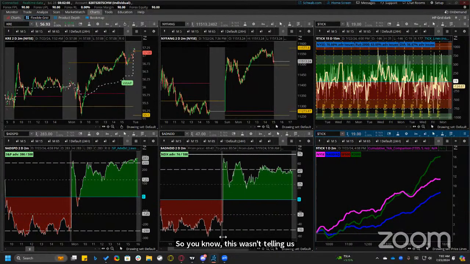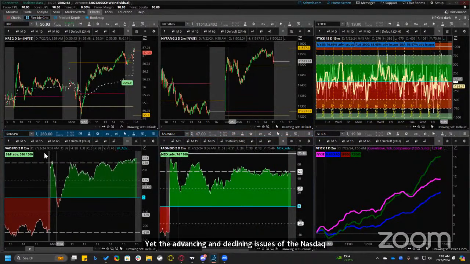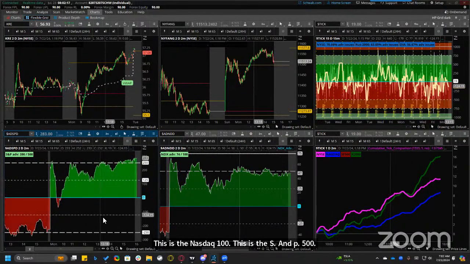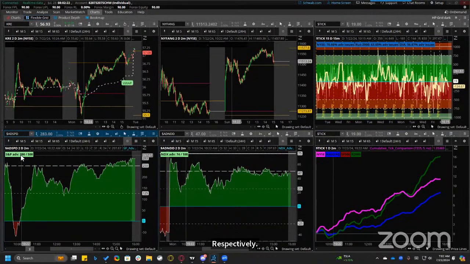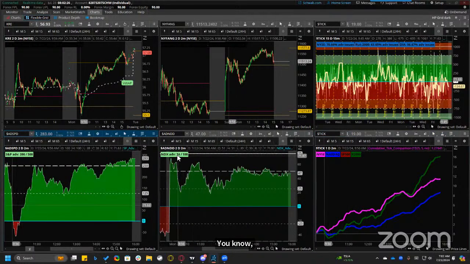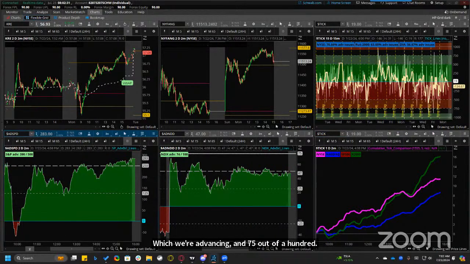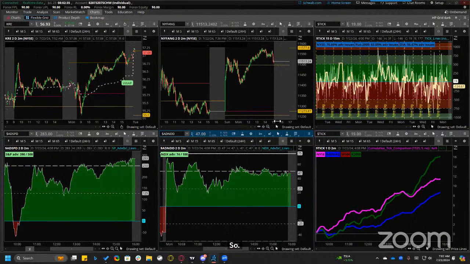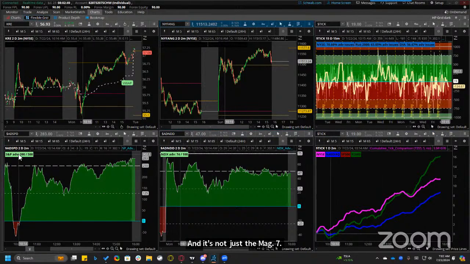You got the advancing and declining issues of the NASDAQ and the S&P. This is the NASDAQ 100. This is the S&P 500. They were both above their zero line, respectively. Strong advancing. We had 398 names out of 500 advancing, and 75 out of 100 advancing in the NASDAQ. So still bullish flows, still buying. And it's not just the Mag 7. It was a broader rally.